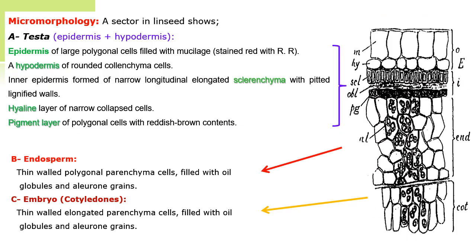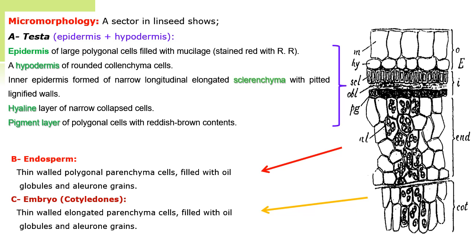Microscopical section in the linseed, showing testa composed of epidermis and hypodermis. The epidermis consists of large polygonal cells filled with mucilage, which is stained red with ruthenium red. Epidermal cells are rectangular, large cells. There is stratification of mucilage and it is covered with a thin cuticle.